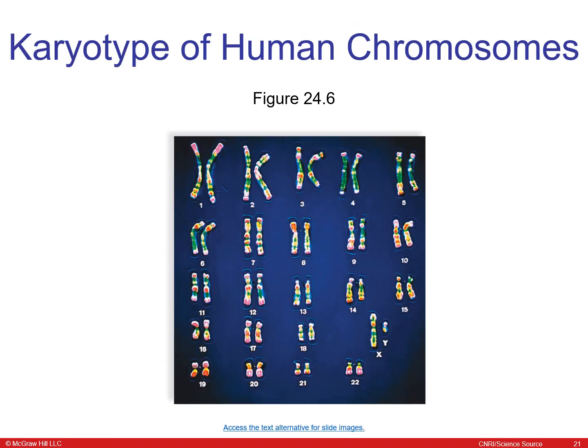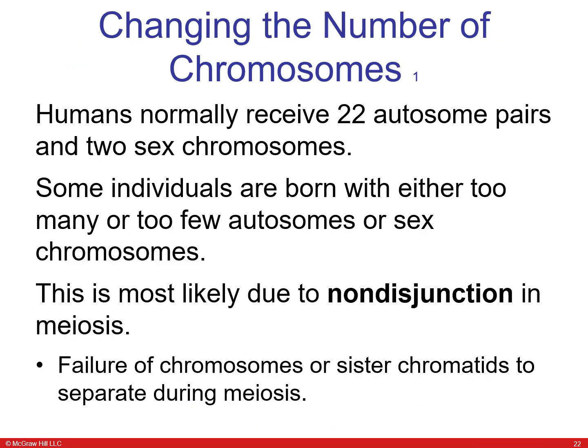Here's a picture of a karyotype of a human. This is a male. You can see the 22 autosome pairs, and then the X and Y, the sex chromosomes, at the bottom right. Humans normally receive 22 autosome pairs and have 2 sex chromosomes.